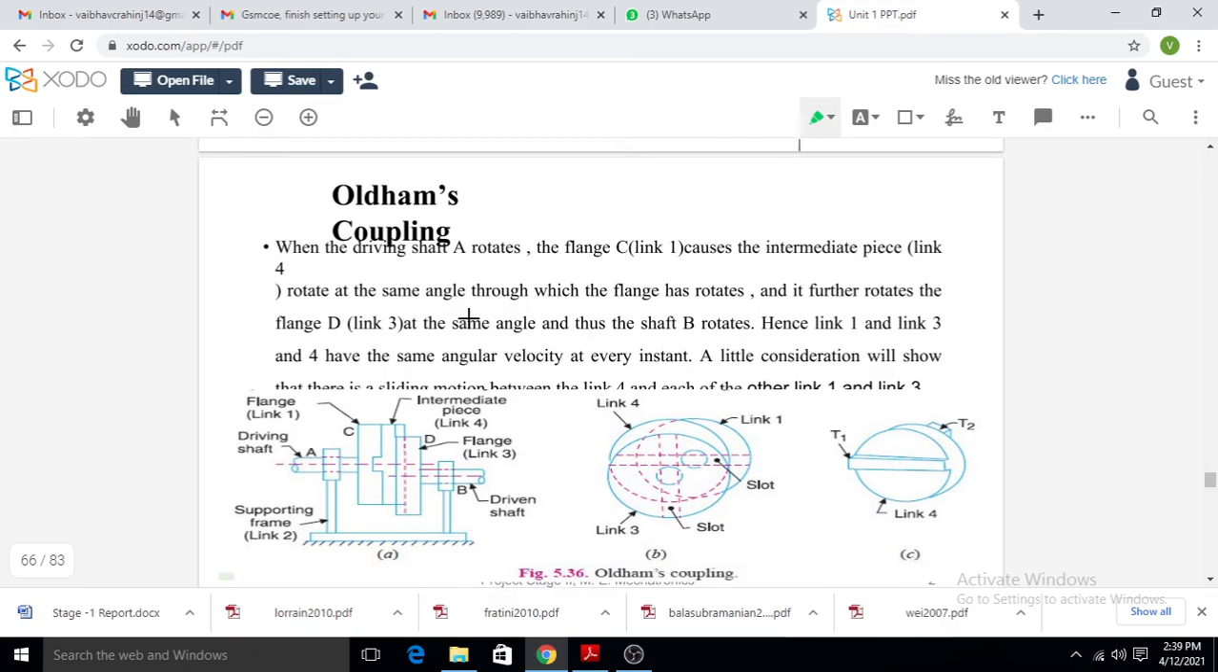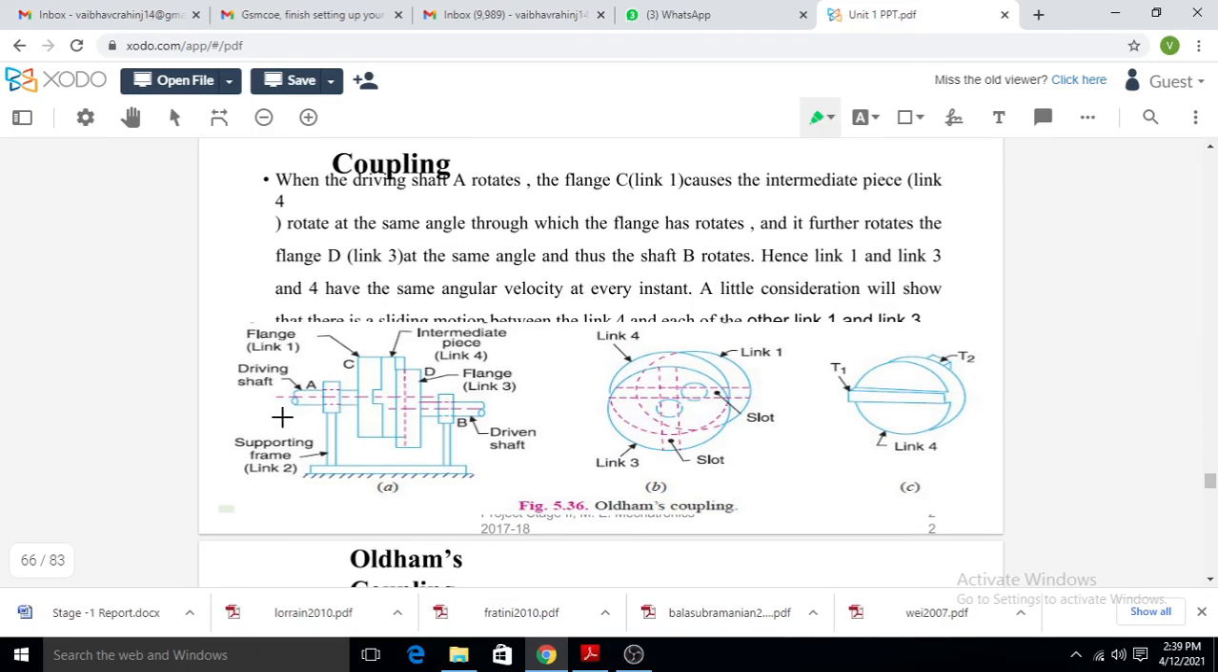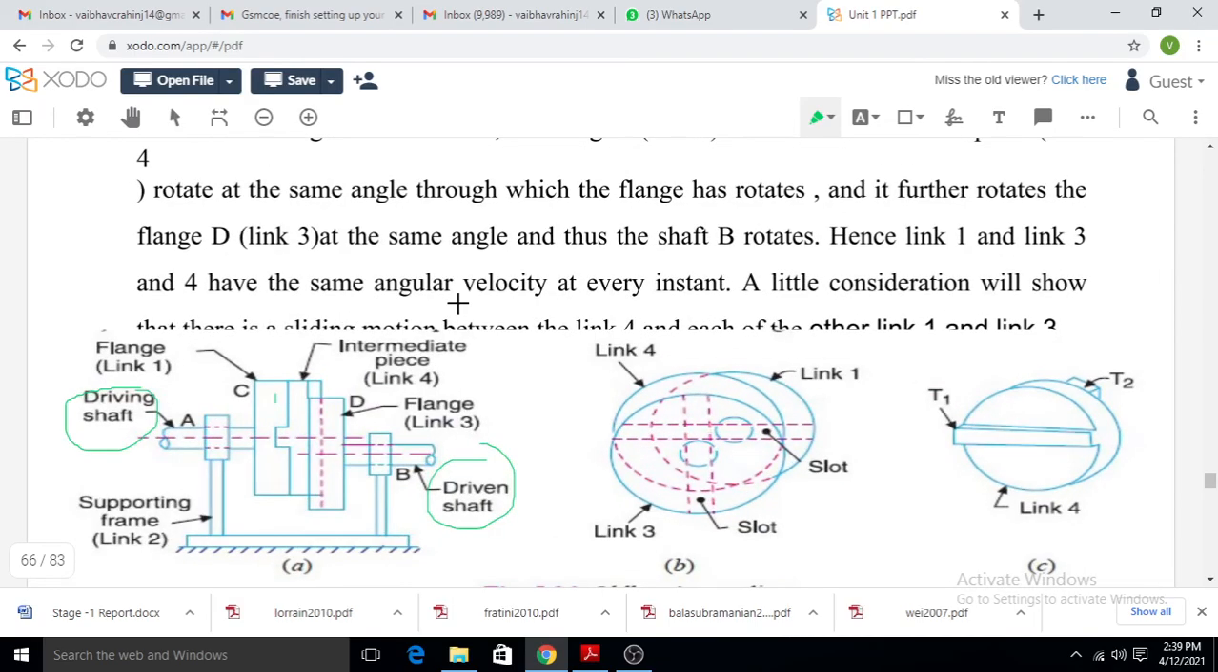So here is an example of the Oldham coupling. Here we see a driving shaft, means shaft number 1. There is a driven shaft, that is shaft number 2. There is one flange which is attached to this slab. See, I will show here.